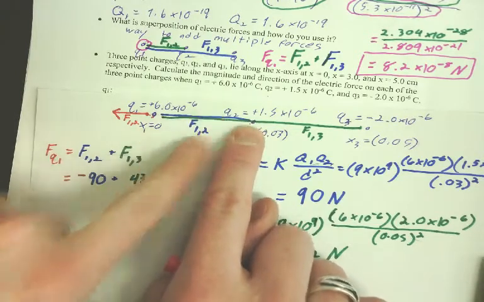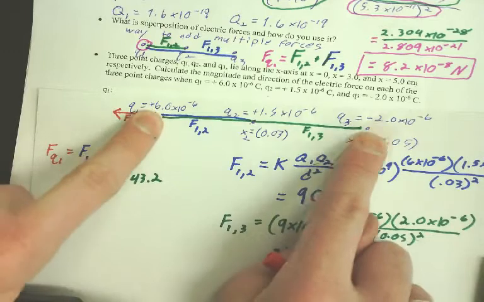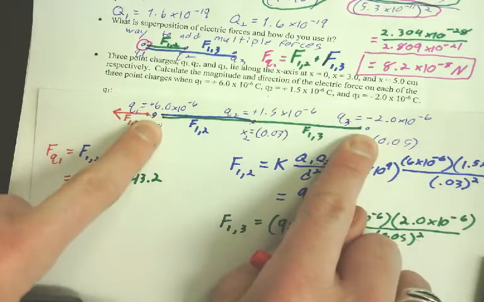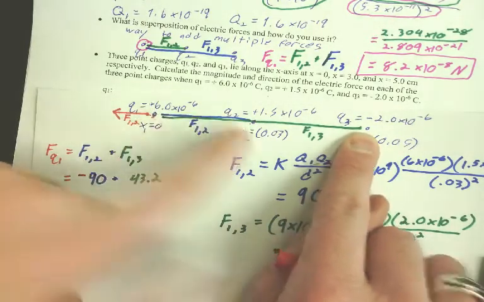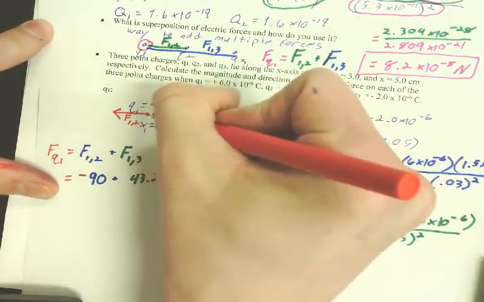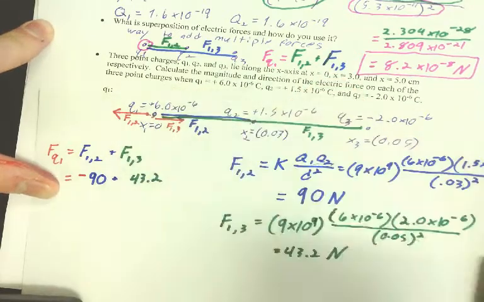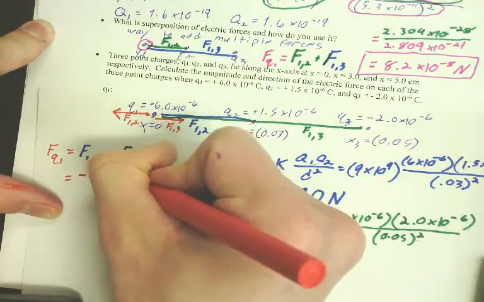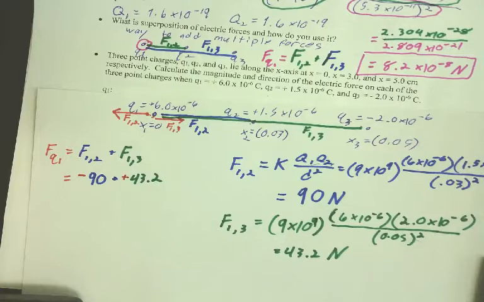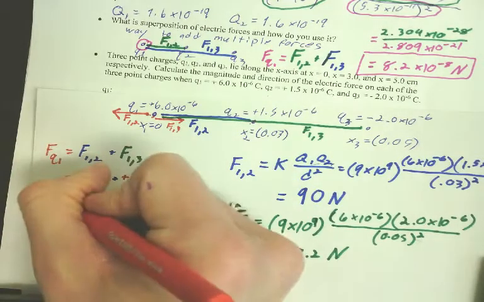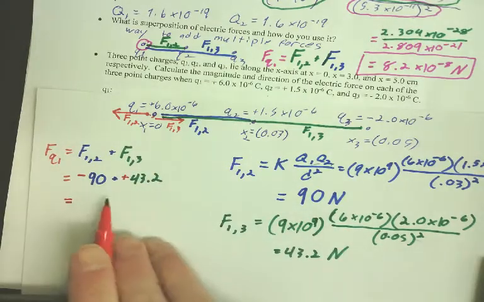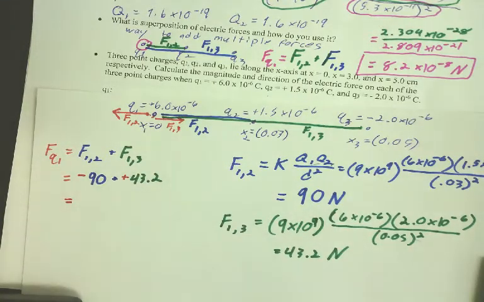So now we look at Q1 and Q3. Q1 is positive, Q3 is negative. That means Q1 will go towards Q3. It'll be attracted, so the force between 1 and 3 will go to the right, which means this is a positive 43.2. So now we're ready to finish the problem. We add them up. Negative 90 plus a positive 43.2 will give me a negative 46.8.